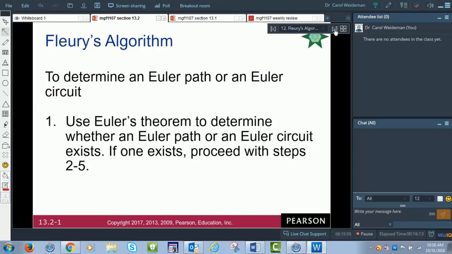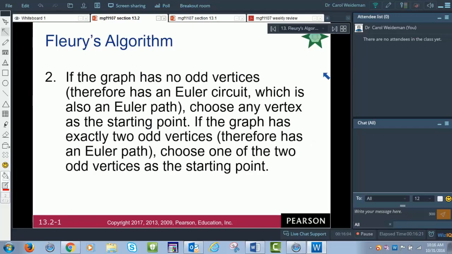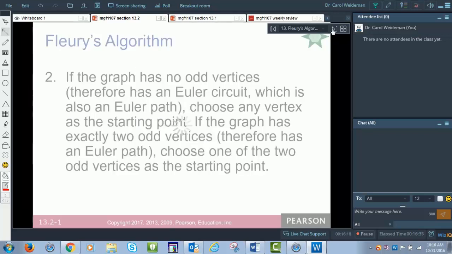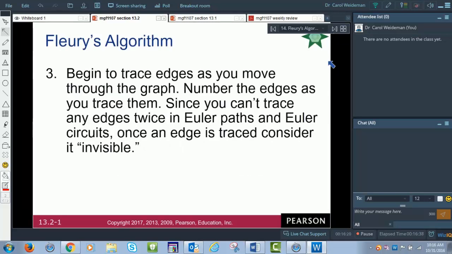Now, Fleury's algorithm to determine any Euler path or Euler circuit. Use Euler's theorem first to determine if the path or the circuit exists. If one does, then go through these steps. If the graph has no odd vertices, therefore it has a Euler circuit, which is also a Euler path, choose any vertex as a starting point. If the graph has exactly two, then you choose one of the two odds as a starting point.